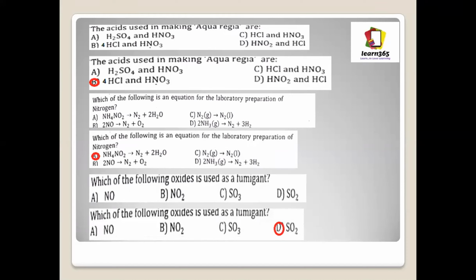Okay, good job, guys. SO2 is used as a fumigant in grapes, while cultivating grapes. It's also used as a bleaching agent, while SO3 is used for making sulfuric acid, okay? NO, NO2 and the like are used for making acids, like nitrous acid and nitric acid, HNO2 and HNO3. Moving on to the next question.